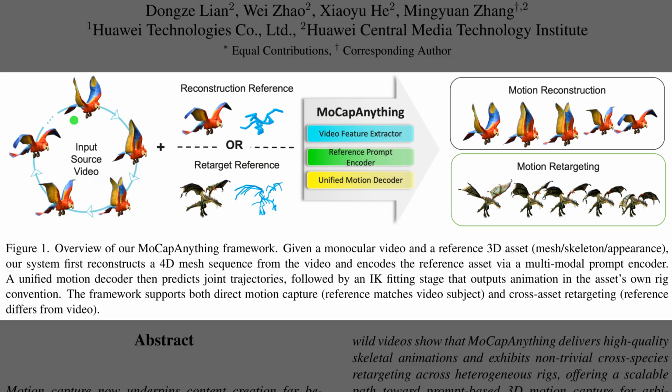Figure 1 sketches how the system actually works. The left side shows an input source video of a flying parrot, which provides the motion to be captured. The center block illustrates the three main components: a video feature extractor, a reference prompt encoder, and a unified motion decoder. The right panels then present two outcomes: motion reconstruction when the reference matches the bird, and motion retargeting when the same motion drives a very different creature rig.